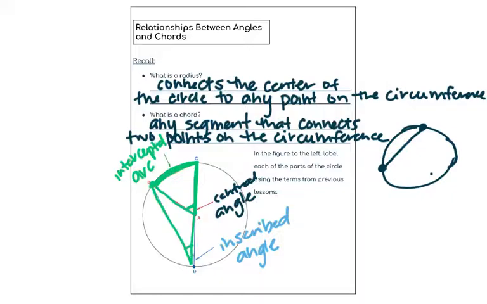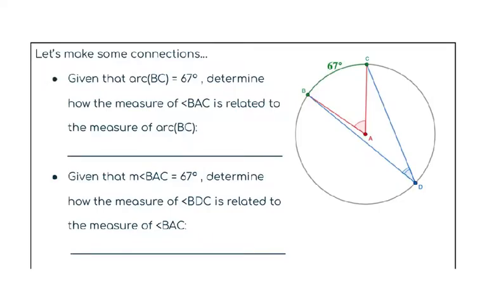intercepted arc. So now let's go back for a second and talk about the measures of the central angle and the measures of the inscribed angles when you have the intercepted arc. Okay. So here we are given that the arc BC, this arc here, is 67 degrees. And we're trying to figure out what the measure of BAC is. BAC, that right there is our central angle.